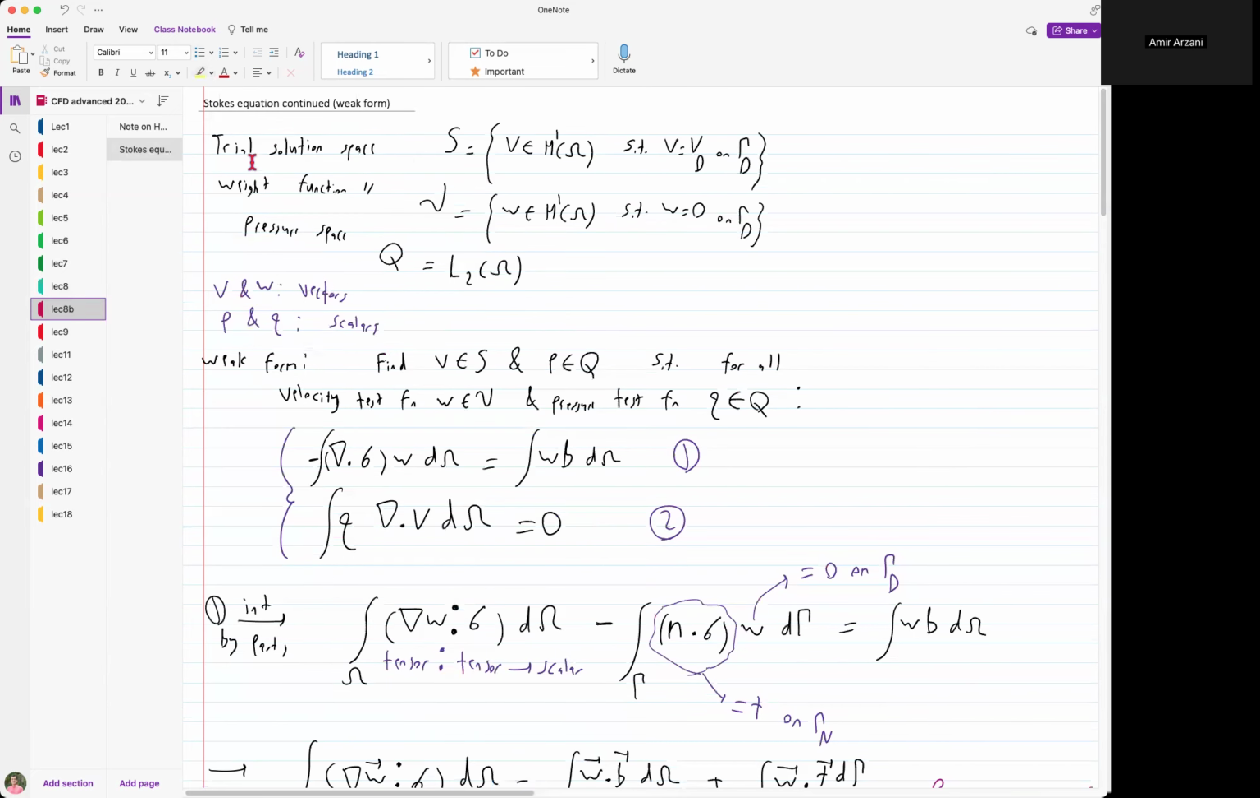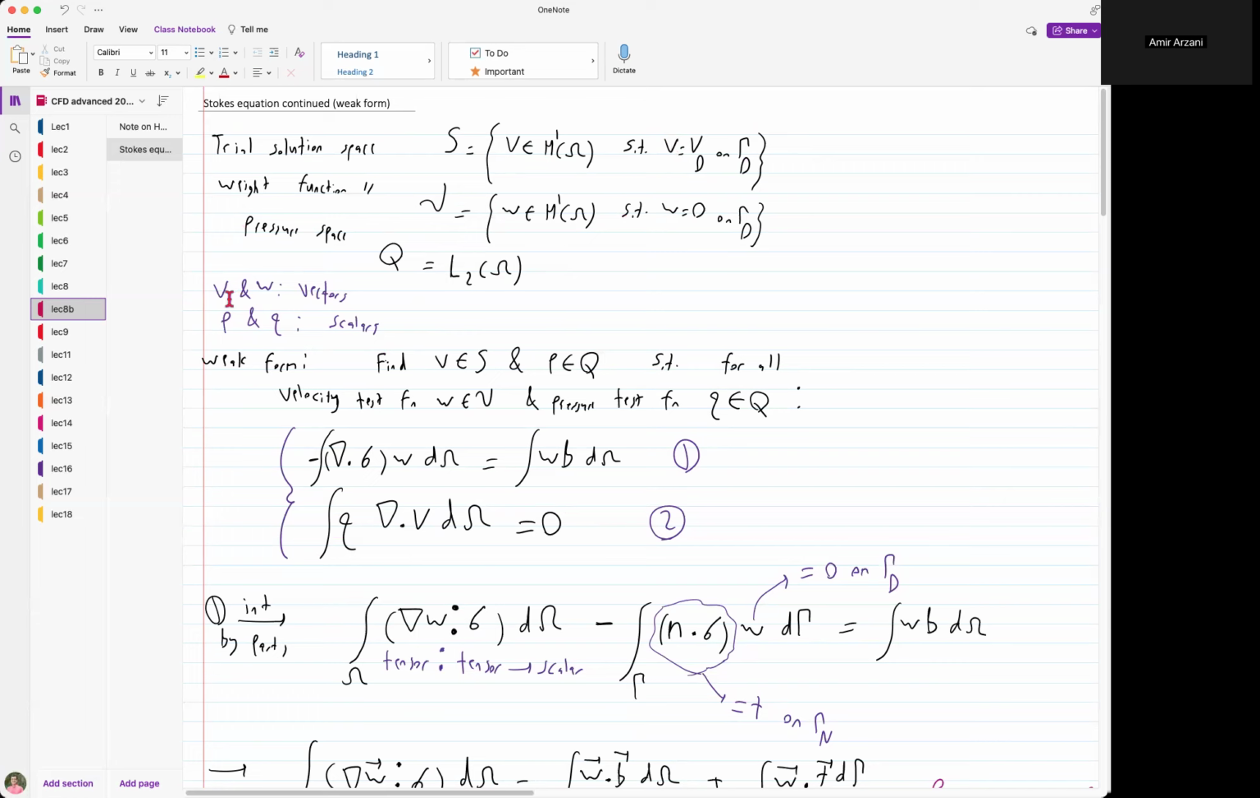For the Stokes equation, we have the trial space. This is the space of all possible solutions. So these are all functions belonging to H1, and we impose the constraint of the Dirichlet boundary condition on the space of admissible functions. And then we also have the space for weight functions, which we're going to show with W. The solution here in this lecture, we're going to show with V. And V and W in this case are vectors.